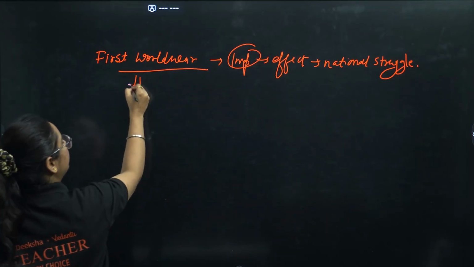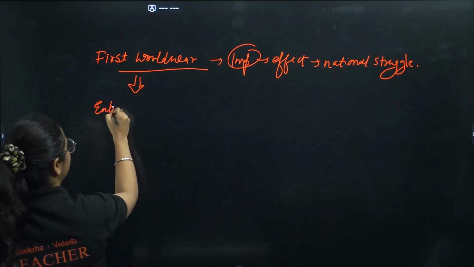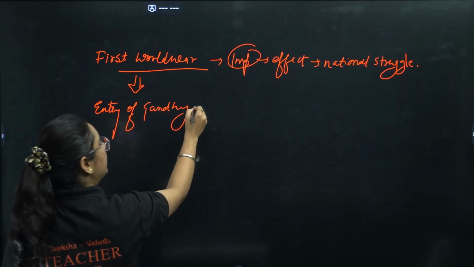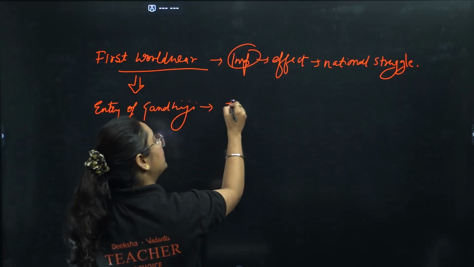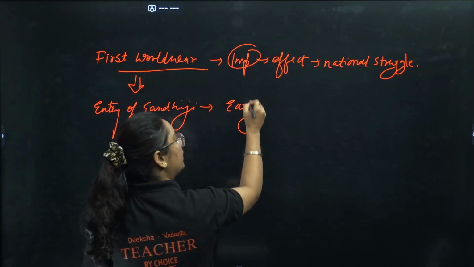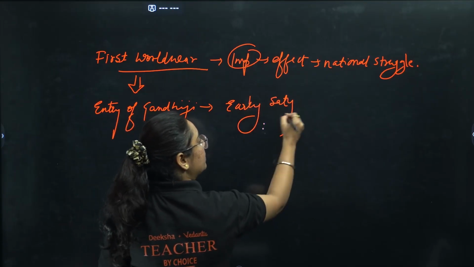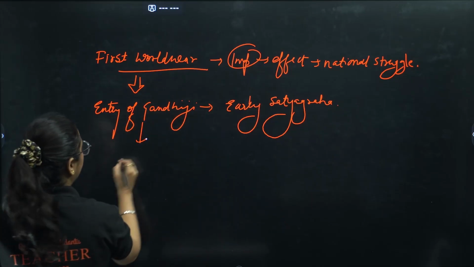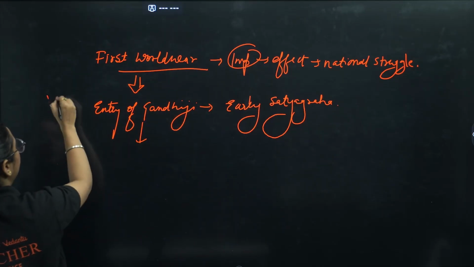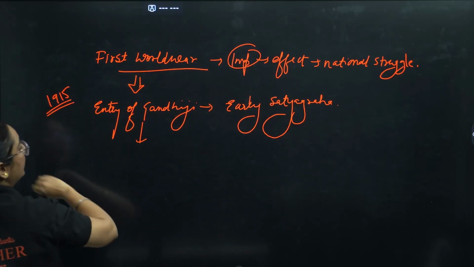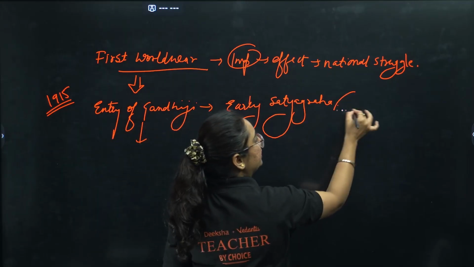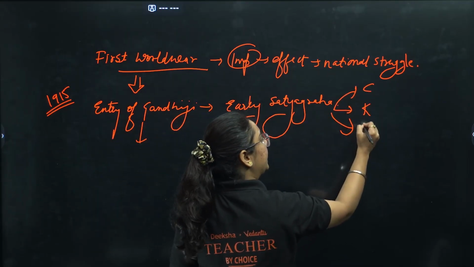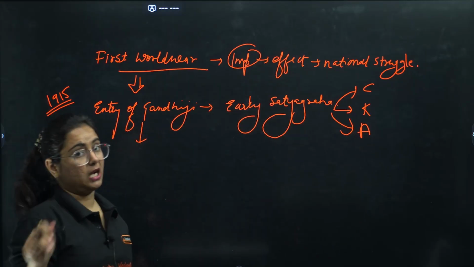Moving further, then we have seen the entry of Gandhiji. Entry of Gandhiji, 3 marker question. What were the early Satyagraha of Gandhiji? Then we have seen, when did Gandhiji come to India? 1915. I want you to mention the year of Champaran, Kheda and Ahmedabad right now in the comment section.